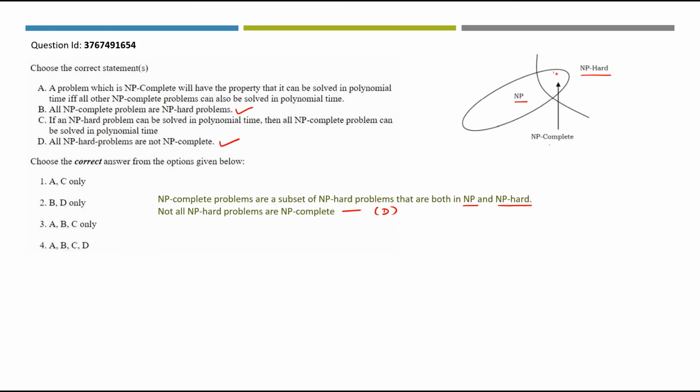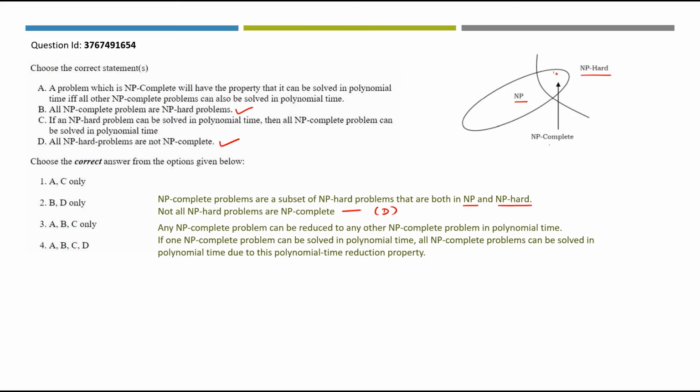So both are same. Any NP complete problem can be reduced to any other NP complete problem in polynomial time. If one NP complete problem can be solved in polynomial time, all NP complete problems can be solved in polynomial time due to this polynomial time reduction property.